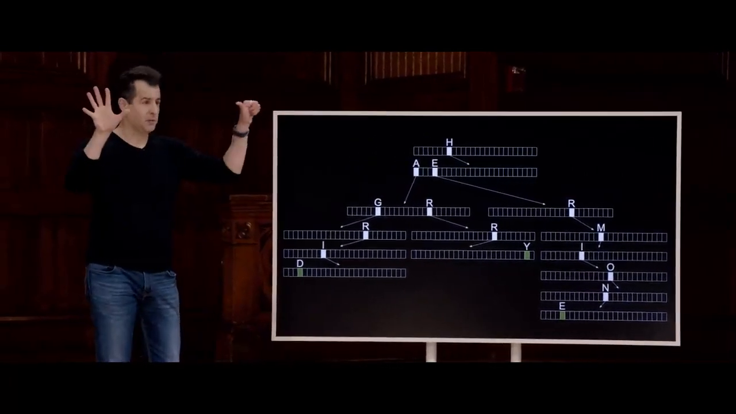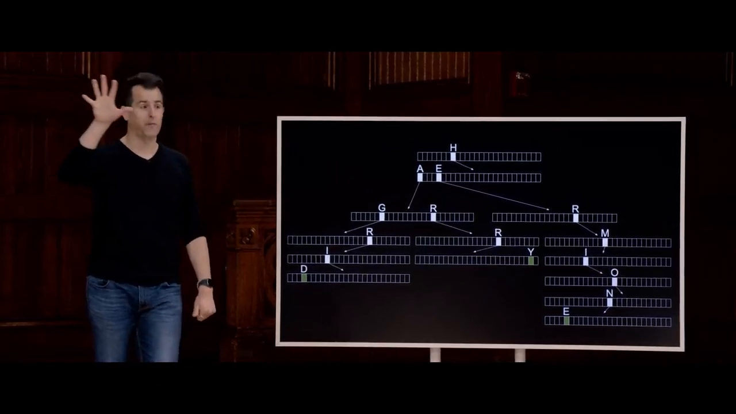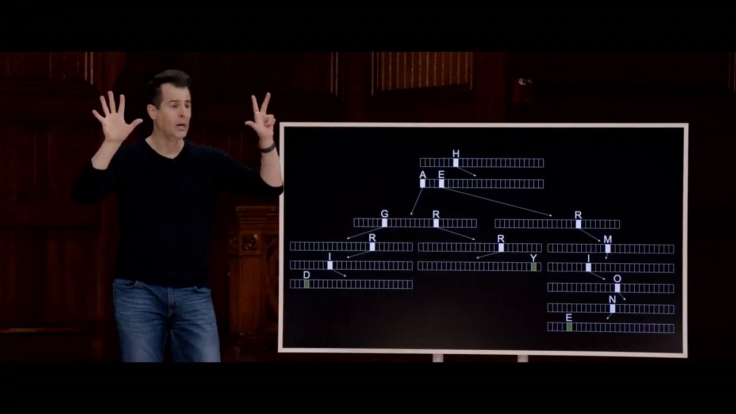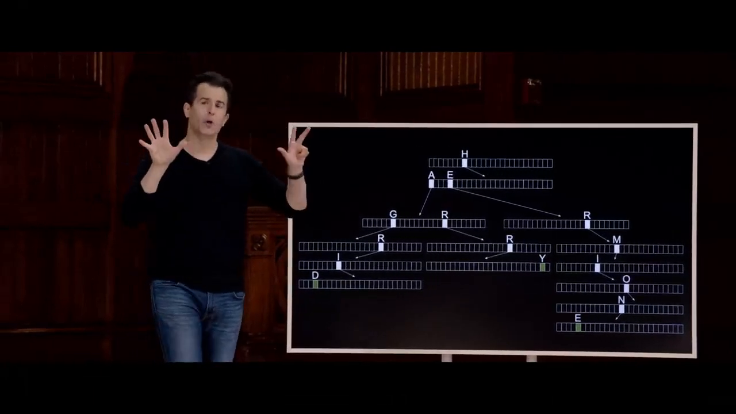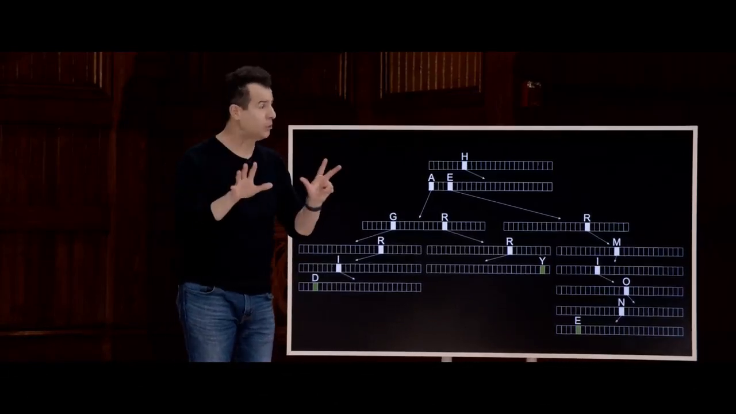H-A-G-R-I-D. So 6 steps to find Hagrid. H-A-R-R-Y. 5 steps to find Harry. H-E-R-M-I-O-N-E. 8 steps to find Hermione. But notice that those steps are only dependent on what? The lengths of the humans' names.